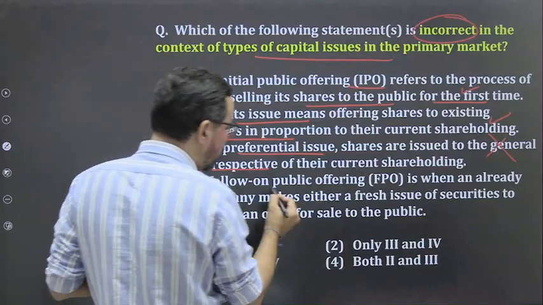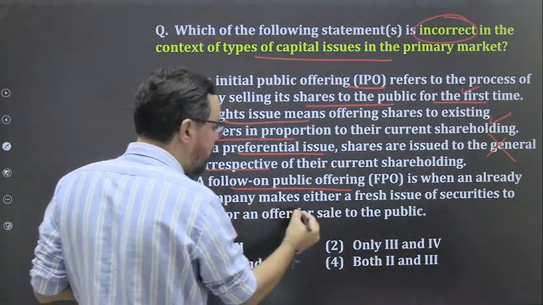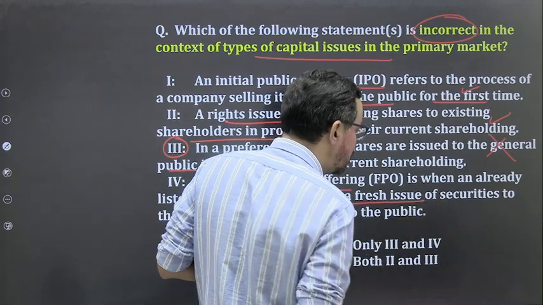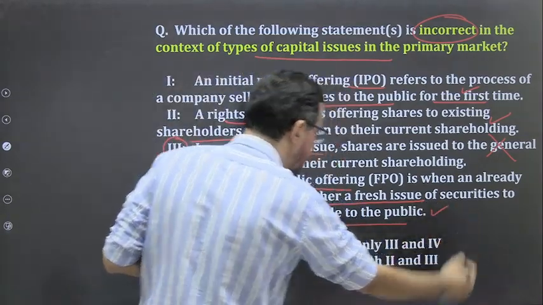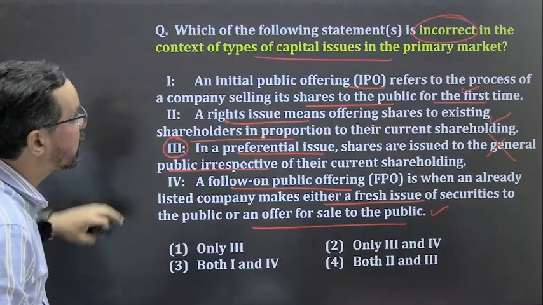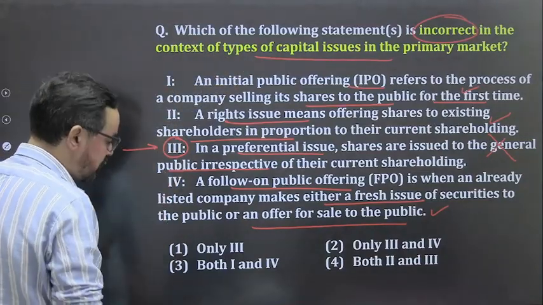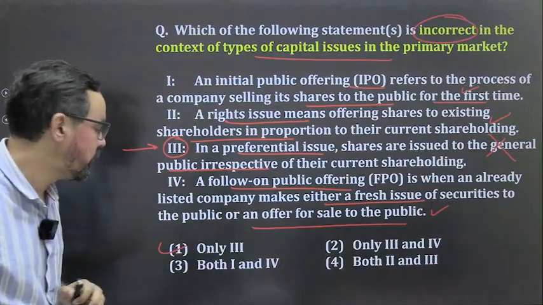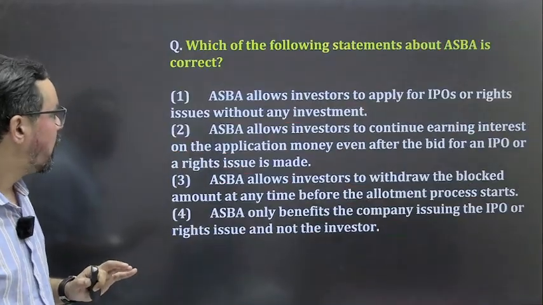A follow-on public offer, FPO, is when an already listed company makes either a fresh issue of securities to the public or an offer for sale. This is also true. So क्या होगा आपका, हमें क्या ढूंढना था, incorrect statement. So the only incorrect statement is this option 3. That means option 1 will be the correct answer for this particular question. Very nice question, right? Next one.